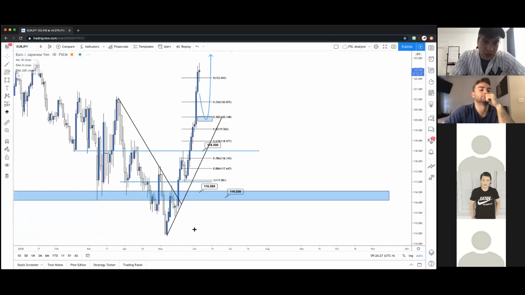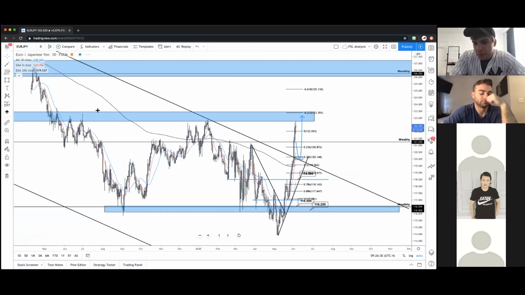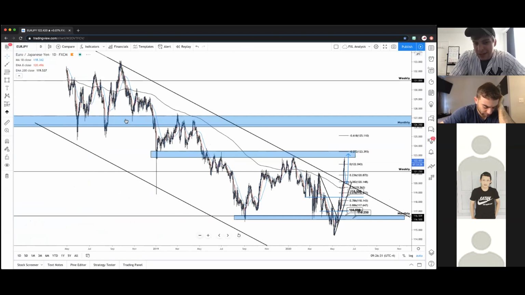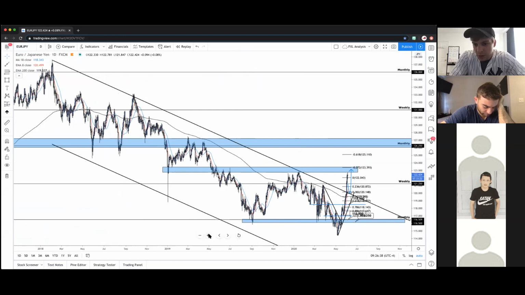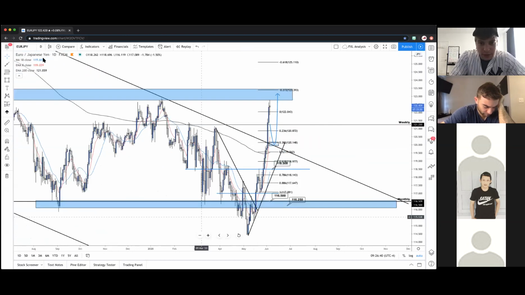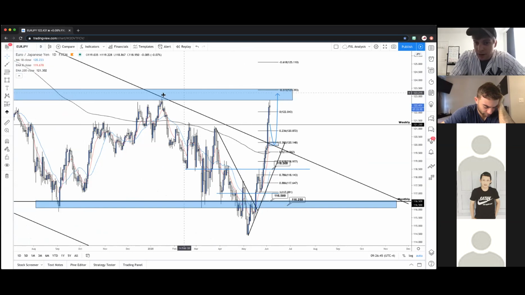Okay, so EJ, again, looking pretty similar to EU. Let's jump to the daily for a second. Identify that this is clearly super bearish, very steep bearish channel. So let's go ahead and drop down time frames. We've identified sentiment.